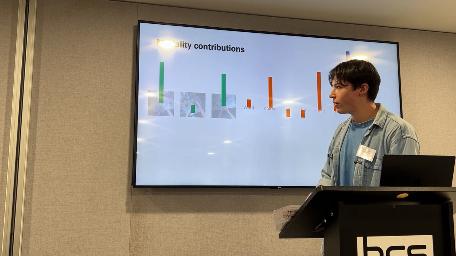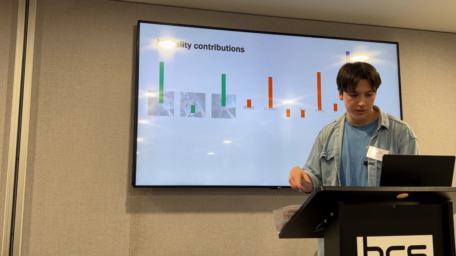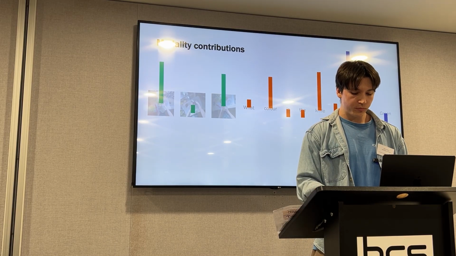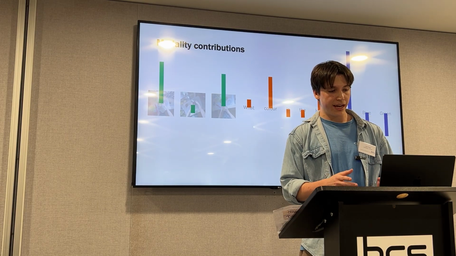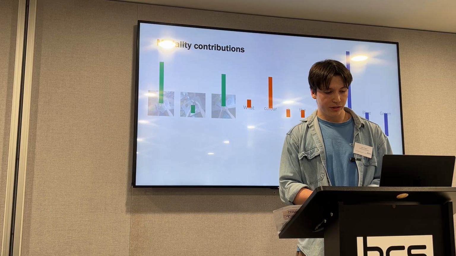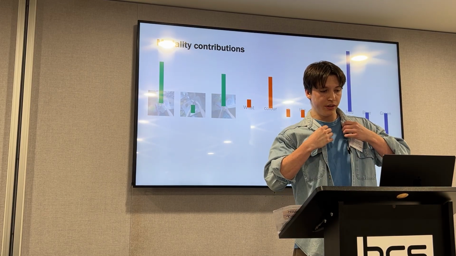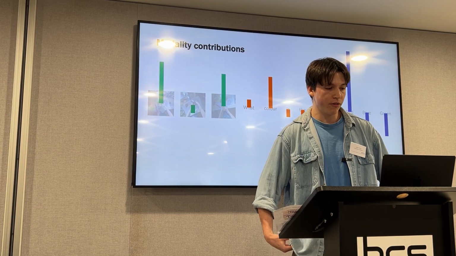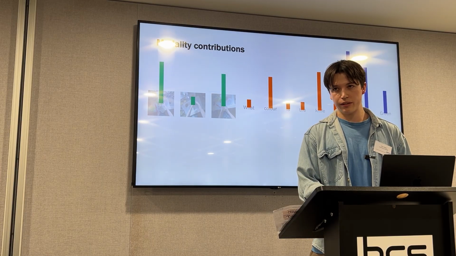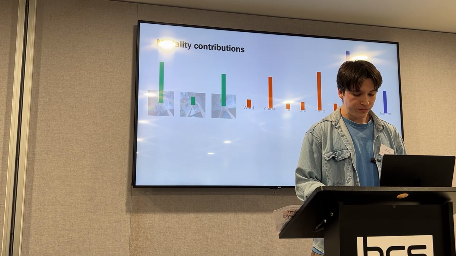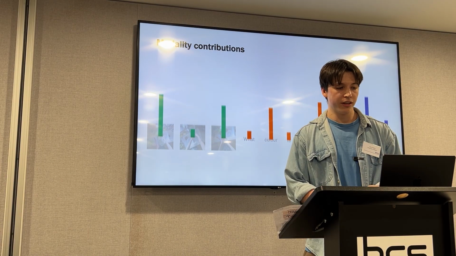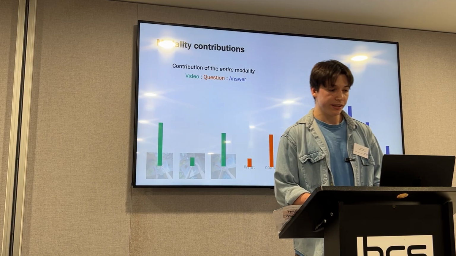You get a Shapley value for all of your features, so this signed value. Here, we only really care about the magnitude. We only care about how far the feature pushes the logic rather than the direction. So we're going to take the absolute value. Now, how can we use these to calculate modality contributions?